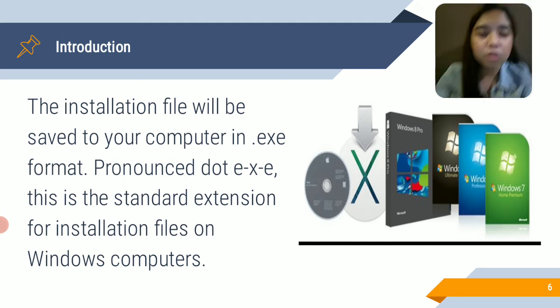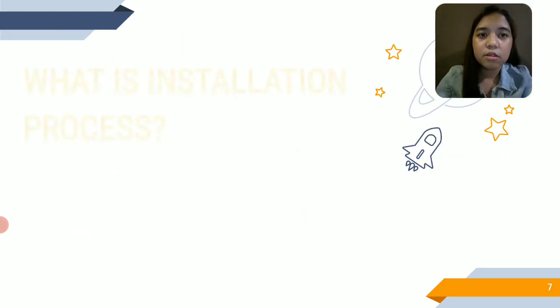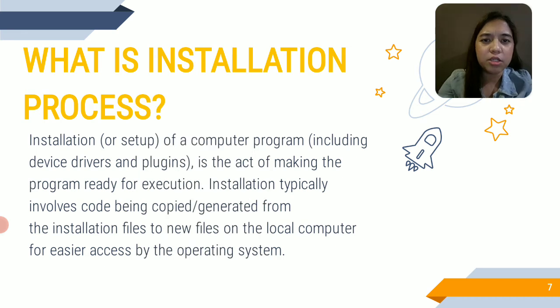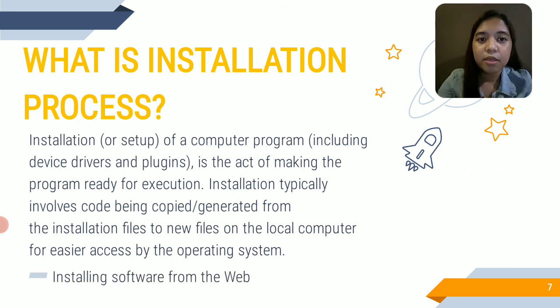What is the installation process? Installation, or setting up, of a computer program, including device drivers and plugins, is the act of making the program ready for execution. Installation typically involves code being copied or generated from the installation files to new files on the local computer for easier access by the operating system. That is installing software from the web.